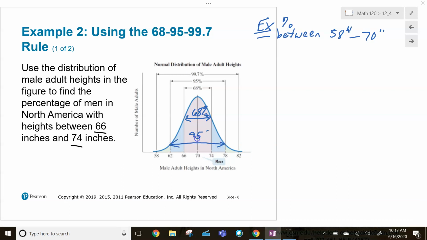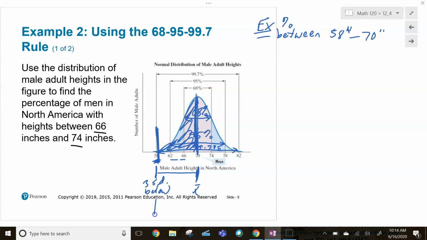95% between there and there, and finally 99.7% are between 58 and 82, so 99.7. Now we're trying to go from 58 to 70, right? I'm looking, I'm like, well, this is 3 standard deviations below, right? 1, 2, 3. It's 3 standard deviations below the mean and up to the mean, right? We've got the mean here, 3 standard deviations below. So from here to here, that's what I'm trying to figure out, right?